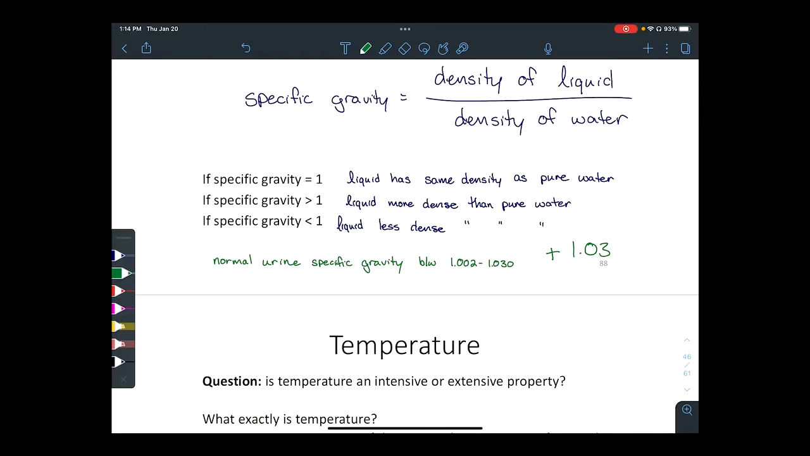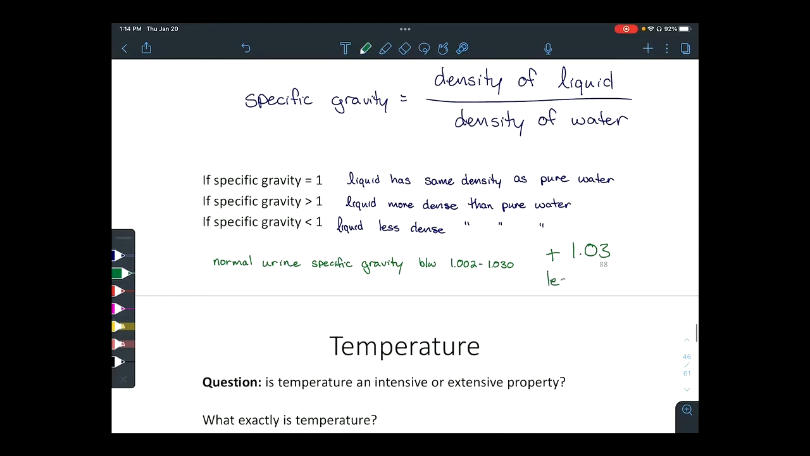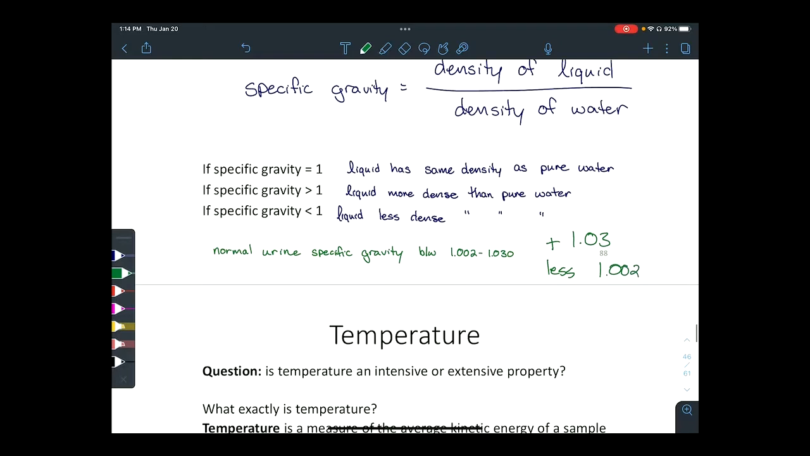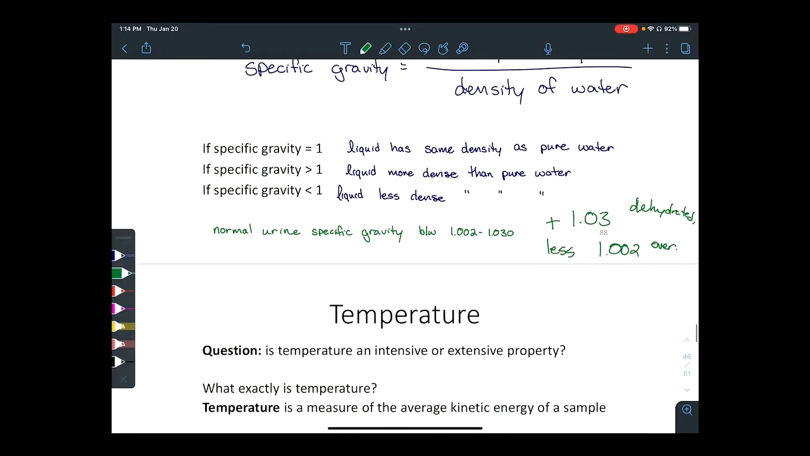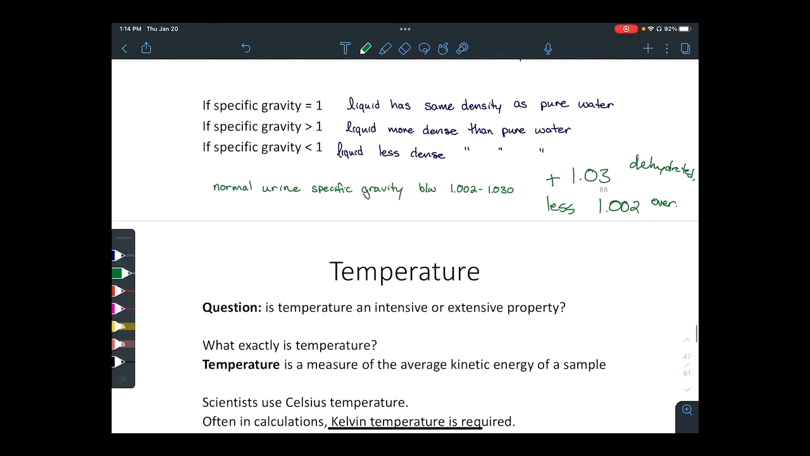All right, and so if we are less than this range, if we are less than 1.002, then we are overhydrated, which I would think rarely happens in people. It's more likely that we're dehydrated. Okay, so if we're overhydrated, there's much more water, there's less salts being excreted out, all right? So your urine will be less dense in that case, okay?